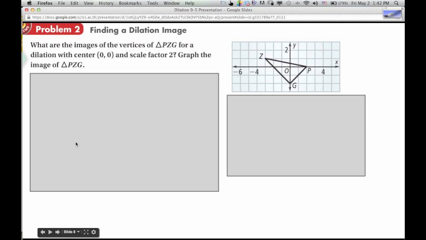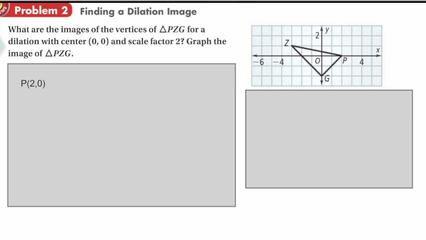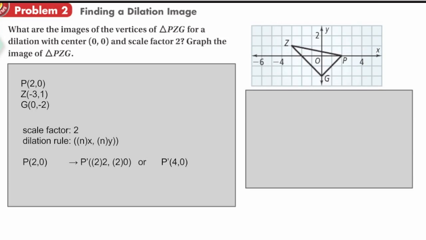Okay, so for this one, ZPG is on a graph. So we need to name the coordinates. P is at coordinate 2, 0, Z is at negative 3, 1, and G is at 0, negative 2. What we do here is multiply these numbers by the scale factor, which is 2. Again, we use that equation, which is the dilation rule. So you plug P in for the x and y values, and the n value is already 2, so we plug that in too. That gives us P prime at 4, 0. Same with Z and G.